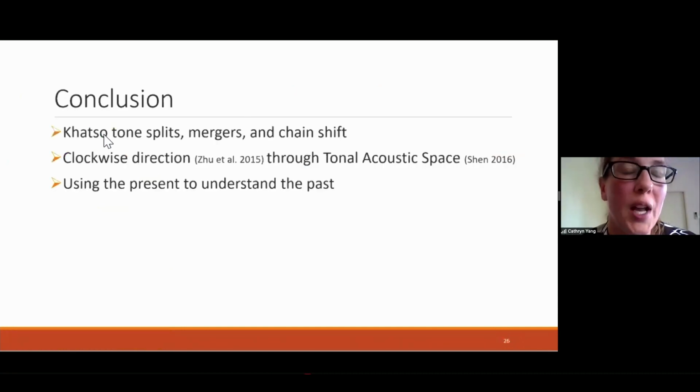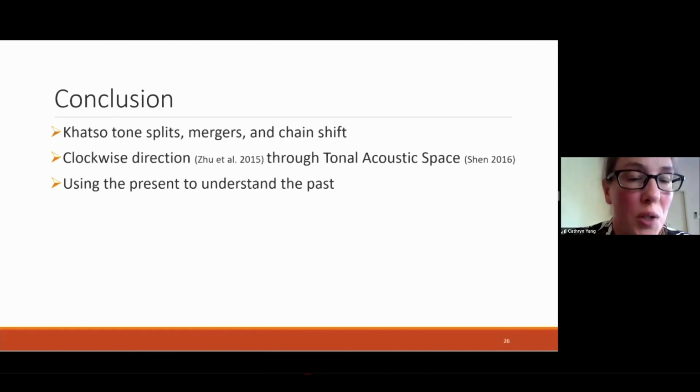So to conclude, Khatso shows multiple tone splits, mergers, and a chain shift. To reconstruct how the tone chain shift happened, we look at changes that have happened at a much shallower time depth, where we get a clearer picture of the process with all the gradual intermediate stages. And by doing that, we propose that the Khatso tone chain shift also happened as tone 1, tone 2, and tone 4 moved in a clockwise direction through tonal acoustic space.